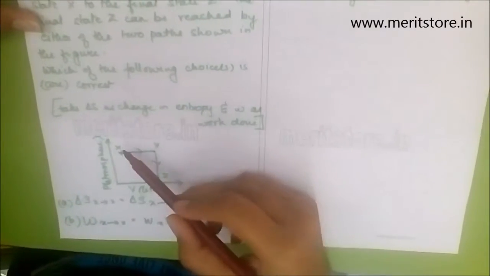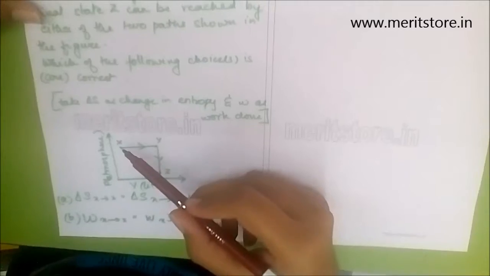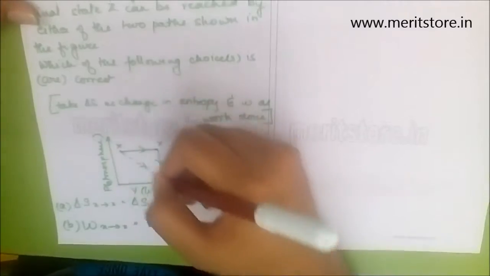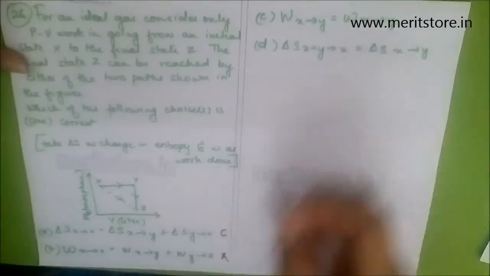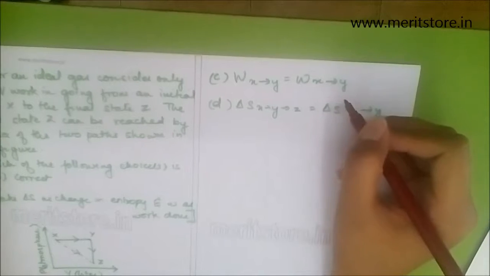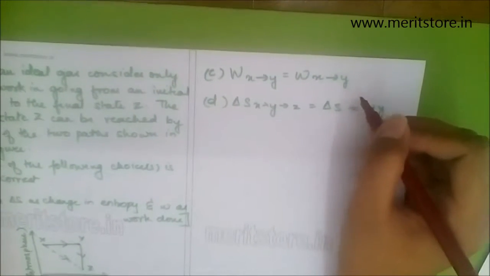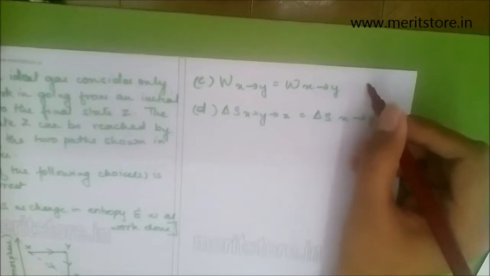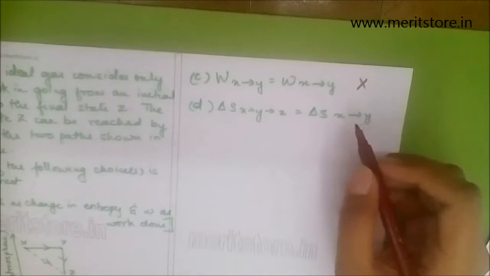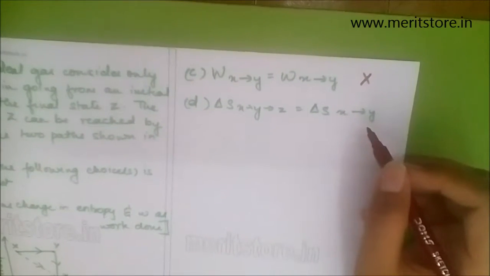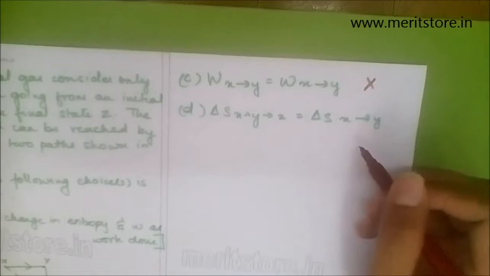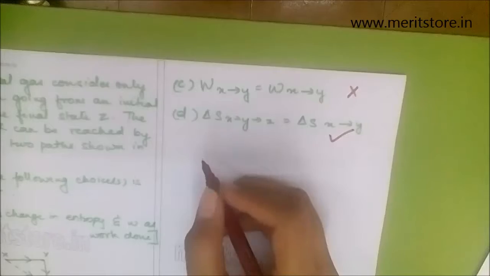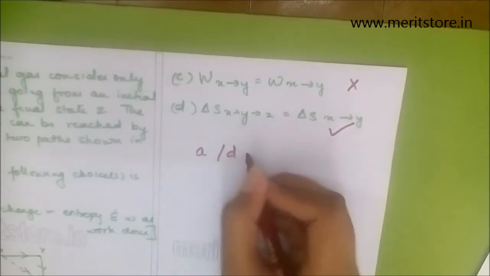The work done from x to z is given by work done from x to y and y to z. This is an incorrect option, as the work done is from x to z directly, and it is a state function. C, the work done x to y is equal to the work done x to y, which is also an incorrect option. The last option is the change in entropy from x to y, y to z is the change in entropy from x to y. This is a correct option, and therefore the correct answer we get is A and D.